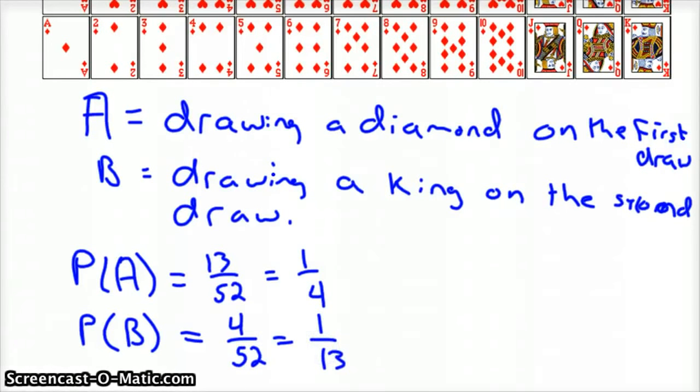So the probability of drawing a diamond on the first draw and a king on the second draw would be 1/4 times 1/13, or 1 out of 52. So there's that. Let me set up the next situation where these can get kind of complicated.